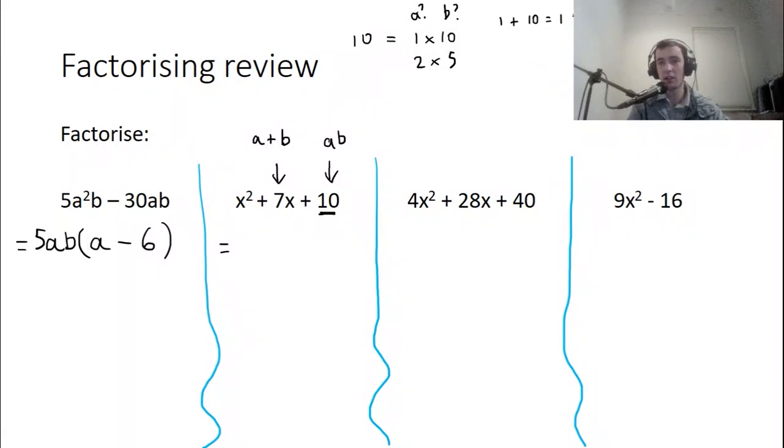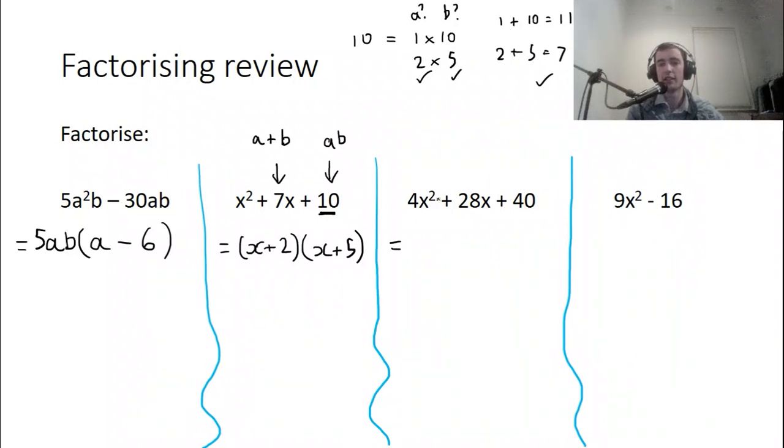All right, 1 plus 10 equals 11. That doesn't work because we need 7. 2 plus 5 equals 7. So that's good. That means 2 plus 5 are our A and B. And if you remember, that means we can write the factorized version as x plus whatever A is, which is 2, x plus 5. So we're done. If you want to check this, you can expand it, and you'll find that that's the correct answer.